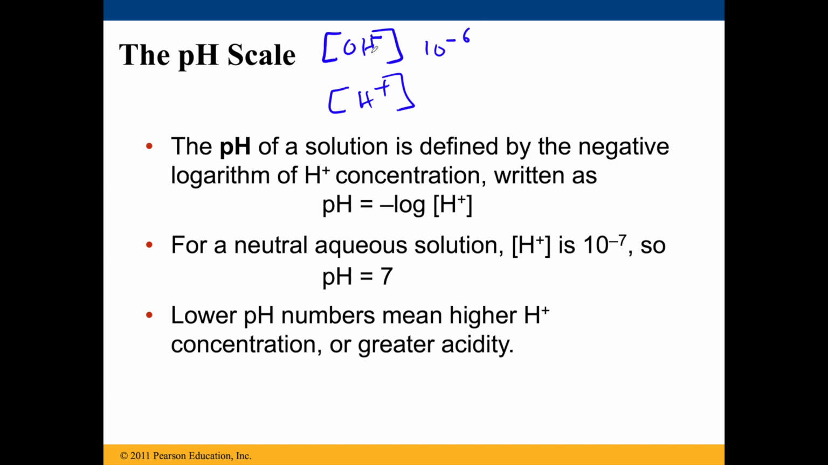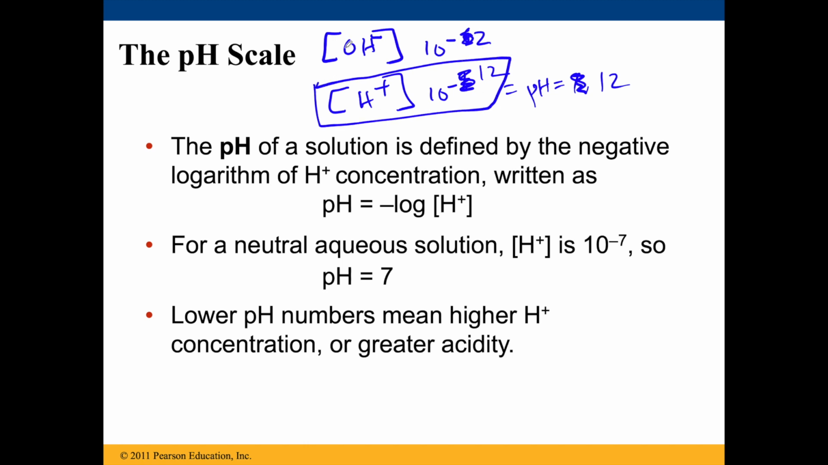So if I tell you the hydroxide ion concentration is 10 to the negative 6, then the hydrogen ion concentration would have to be 10 to the negative 8. These two exponents have to add up to negative 14. And then the pH would just be 8. If I said that this was 10 to the negative 2, then this would be 10 to the negative 12. The pH would be 12. These two always add up to negative 14, but the pH is based upon this one, not on this one. So pH is based upon hydrogen ion concentration, not hydroxide ion concentration.